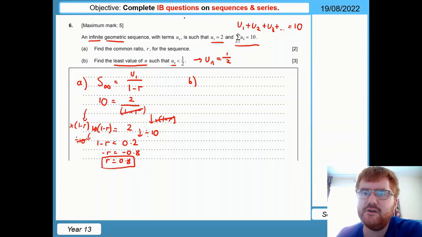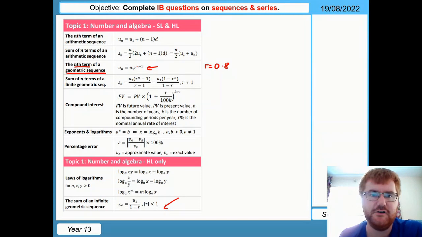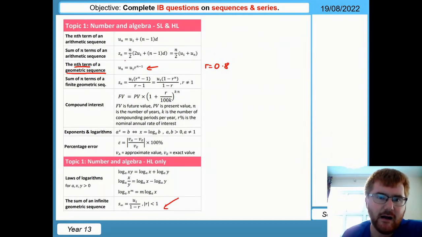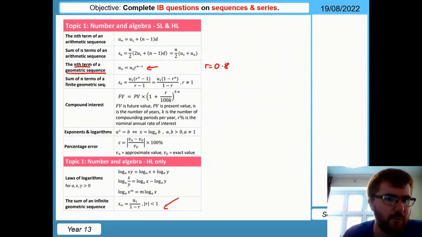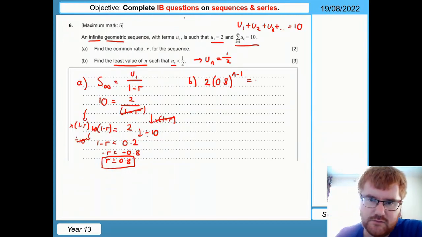Now, what is un? So what is the nth term? Back to our formula sheet, which is here. We'll see the nth term of a geometric sequence. Remember, geometric in this question is equal to u1 r to the power of n minus 1. Now we now know r, that's equal to 0.8 from the previous question, and we knew u1 from the question, that's equal to 2. So I'm going to substitute those in. So that means un is equal to 2, and then we get 0.8 to the power of n minus 1. If you're wondering where this comes from, I'm literally taking this formula, replacing the u1 with a 2, and replacing the r with a 0.8. And I want to see when it's equal to a half.